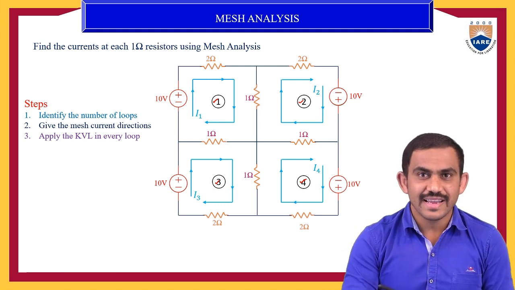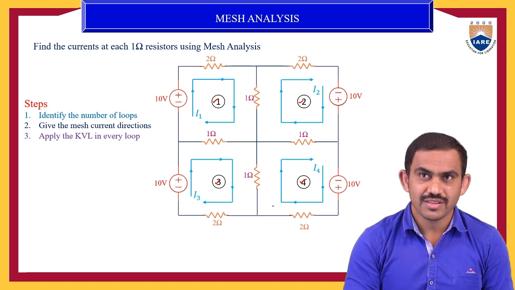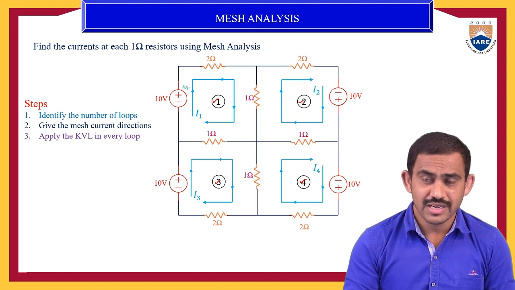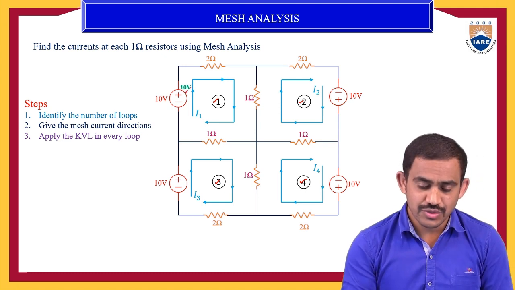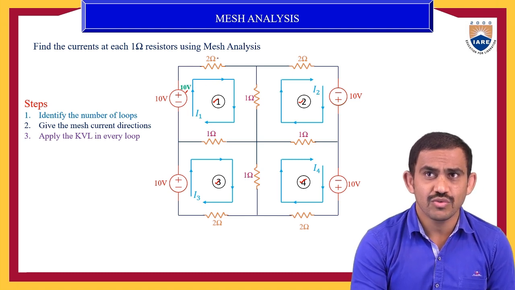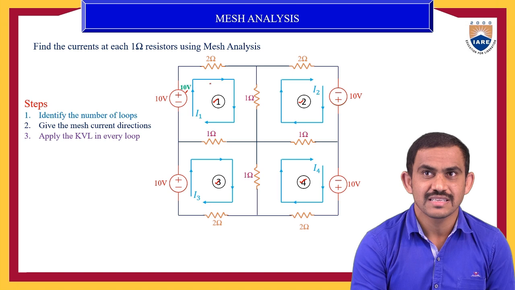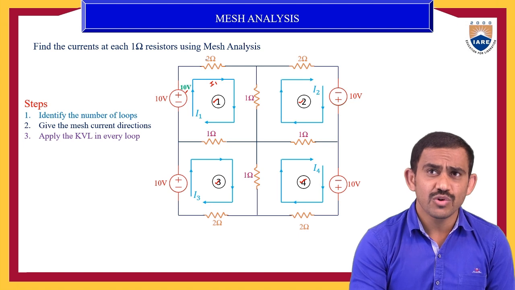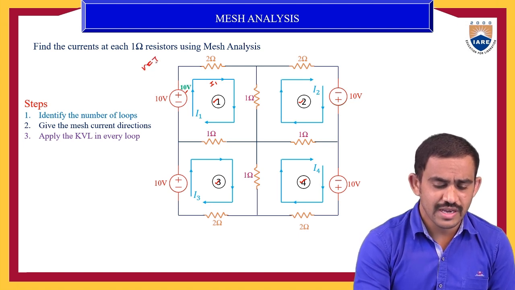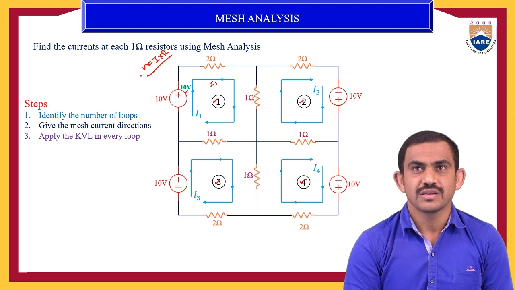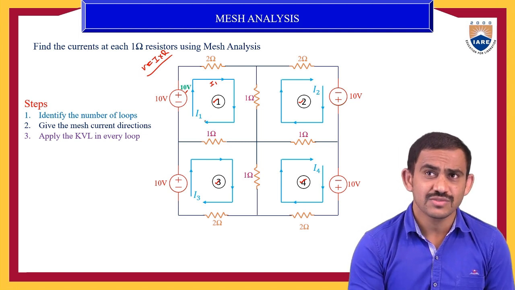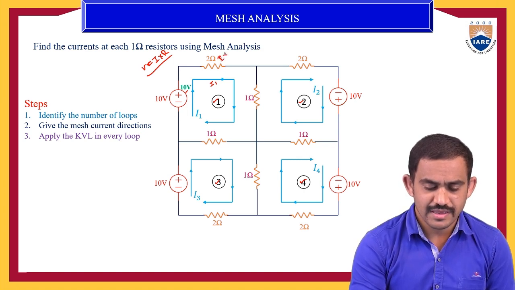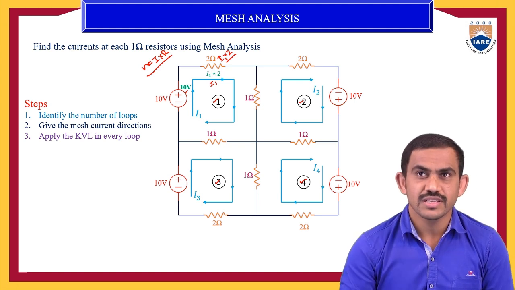In the first loop, every element will have some voltage drop, so we need to find out how much voltage drop there is at every element. First we have the voltage source, that is 10 volts. Then at 2 ohms, how many currents do we have? At 2 ohms we have only one current, that is I1, since the first loop has only I1. What is the voltage drop at 2 ohms? The formula is V equal to I into R. So at 2 ohms, the current is only I1, into 2. That is your voltage drop, I1 into 2.